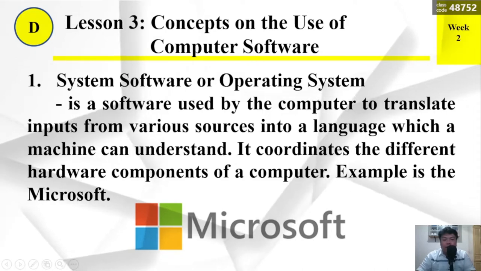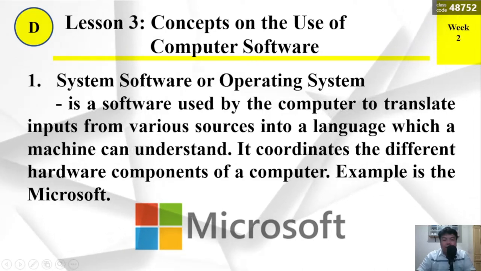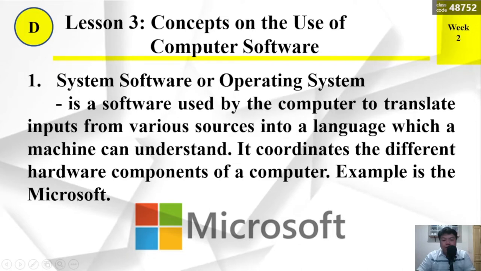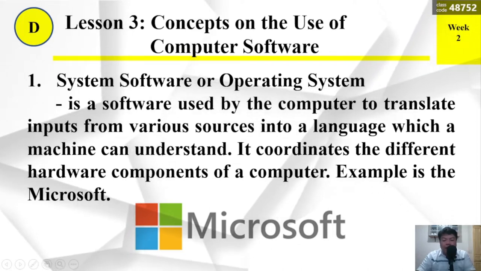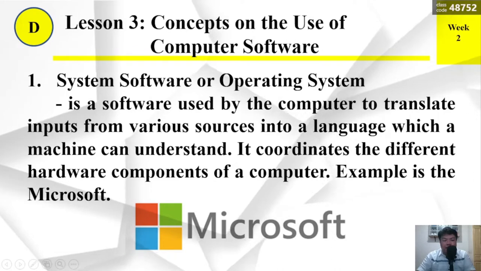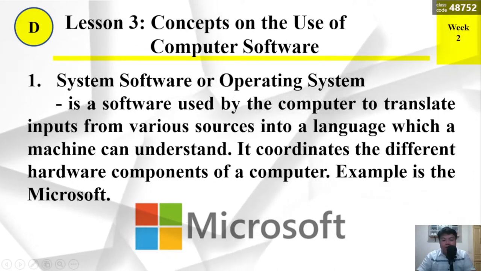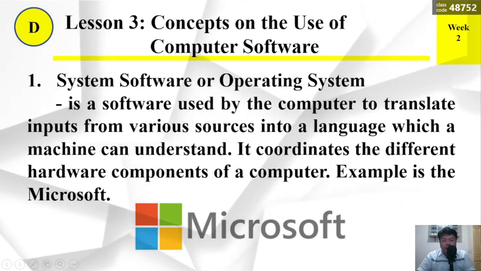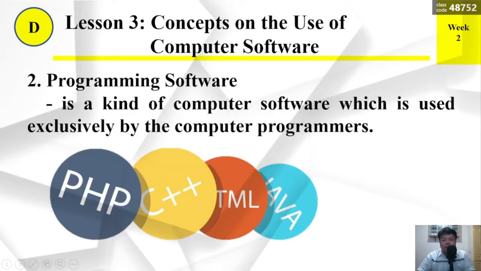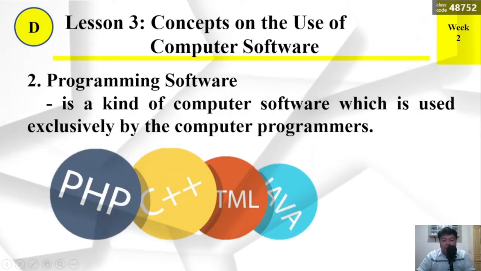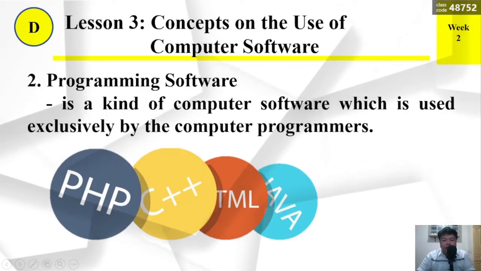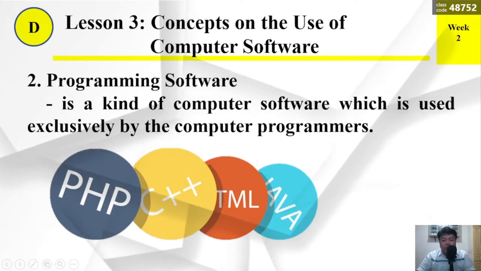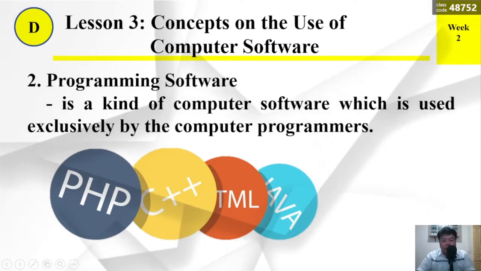System software or operating system is a software used by the computer to translate inputs from various sources into a language which a machine can understand. It coordinates the different hardware components of a computer. Example is the Microsoft. Programming software. Programming software is a kind of computer software which is used exclusively by the computer programmers.